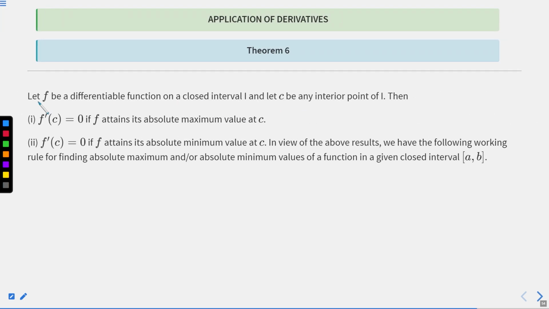Now theorem 6 says, let f be a differentiable function on a closed interval I and let c be any interior point of I. Then first, f dash c is equal to 0 if f attains its absolute maximum value at c. Second, f dash c is 0 if f attains its absolute minimum value at c. In view of the above two things, we have the following working rule for finding the absolute maximum or minimum value of a function in a given closed interval. Clear? Let us move next.